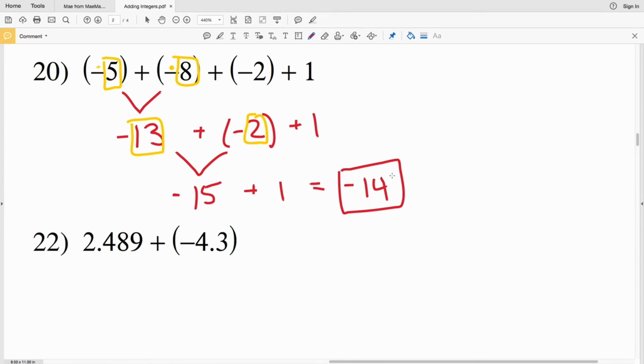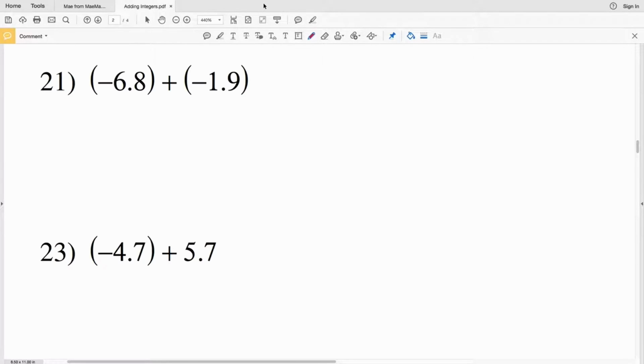Let's continue on with the adding rational numbers worksheet within Algebra 1 Kuta Software, and I'll leave the link below. Here we have negative 6.8 plus a negative 1.9.